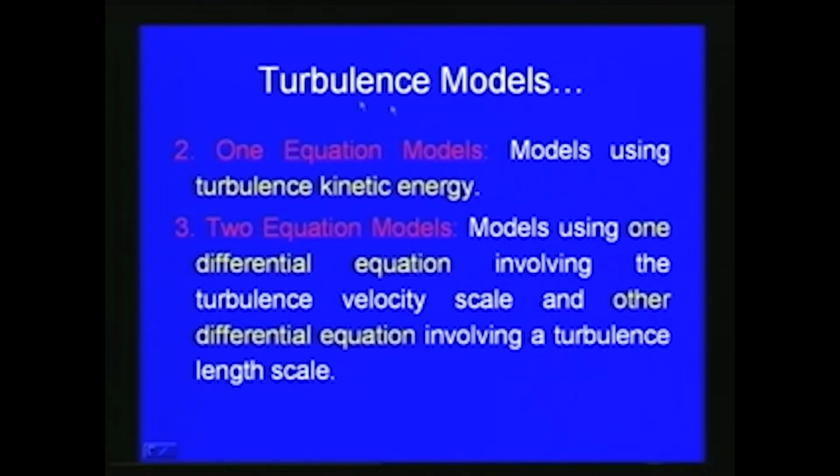And the second turbulence model is called a one equation model. Here we use the turbulence kinetic energy. So, instead of directly using the differential equation, we use the turbulence kinetic energy to get a solution for velocity or pressure variations. And the third kind of models are called the two equation models.